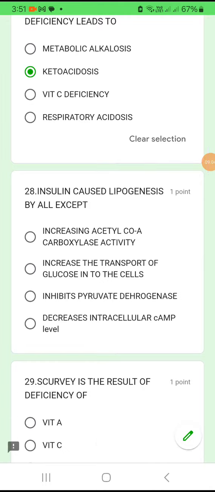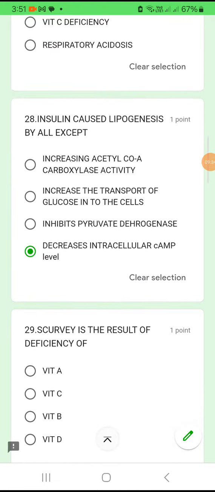Question number 28. Insulin causes lipogenesis by all except. So, insulin will cause lipogenesis by increasing acetyl coenzyme A carboxylase activity? Yes. By increasing the transport of glucose into the cells? Yes. By inhibiting pyruvate dehydrogenase or by decreasing intracellular cAMP level? Definitely insulin will cause lipogenesis if it inhibits pyruvate dehydrogenase, but not by decreasing intracellular cAMP level, I think. So option D is the answer.